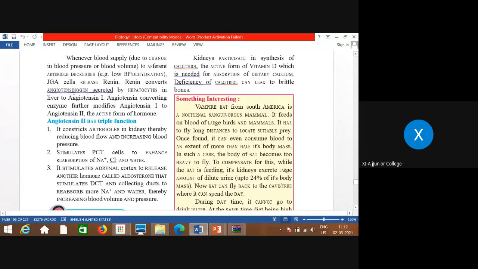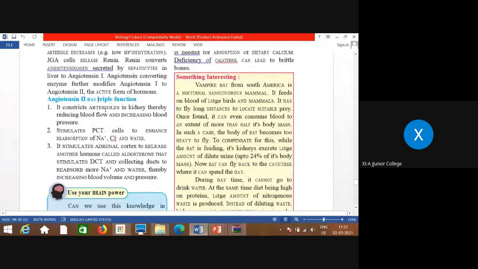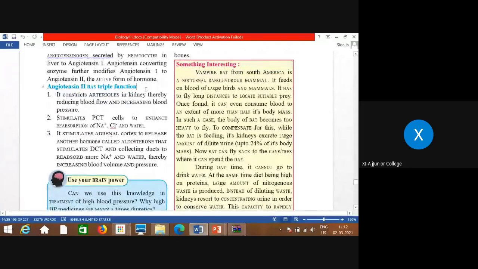Renin converts angiotensinogen, secreted by hepatocytes in the liver, to angiotensin 1. Hepatocytes are the cells in the liver. Angiotensin converting enzyme further modifies angiotensin 1 to angiotensin 2, which is the active form of the hormone, which helps in maintaining the balance of the concentration of the urine.